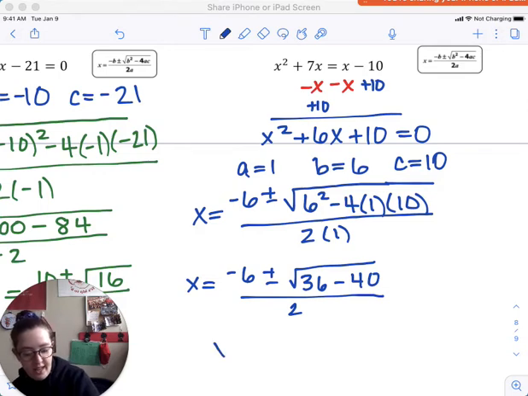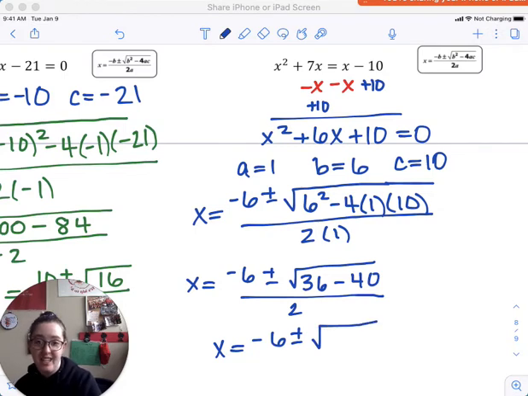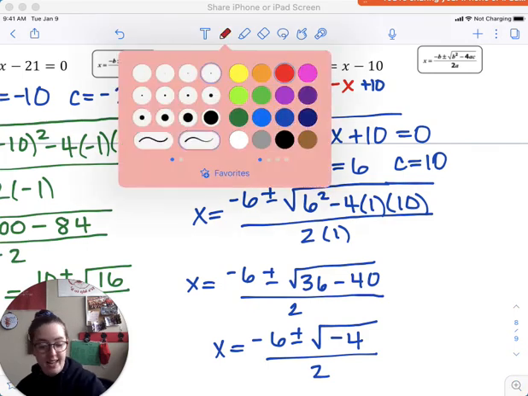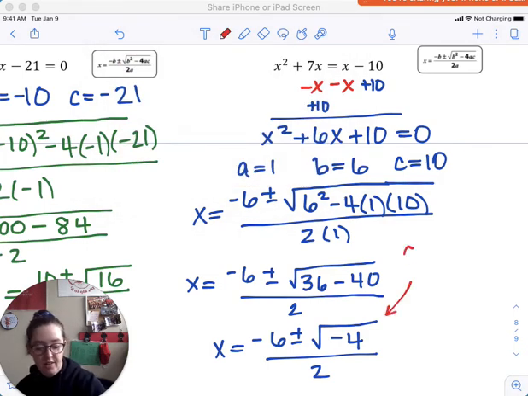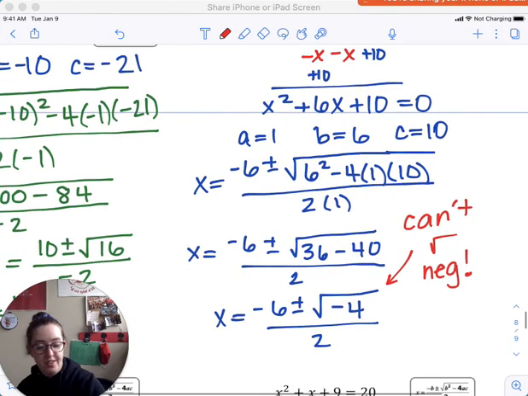Now, when we get to simplifying this square root, and we have 36 minus 40, we end up with the square root of negative 4, right? Well, we learned yesterday that we can't take the square root of a negative number. And if we do try to take the square root of a negative number, that means we have no solution.